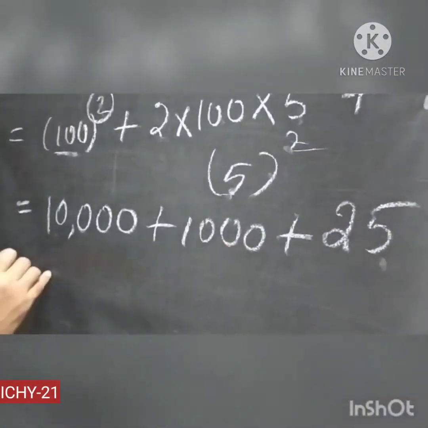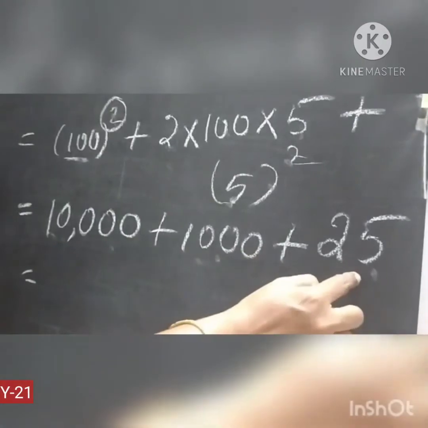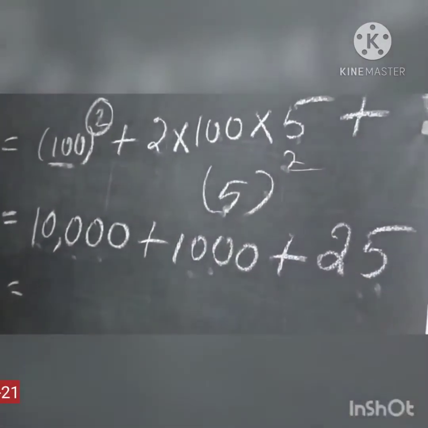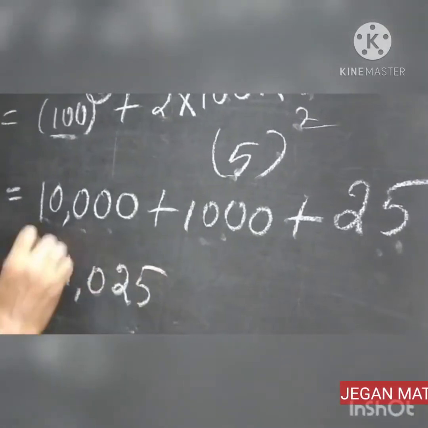So now you can add all of this: 10,000 plus 1000 is 11,000, and plus 25, you have to add all of this one, 11,025. This is the answer.